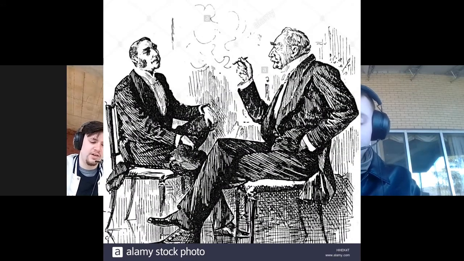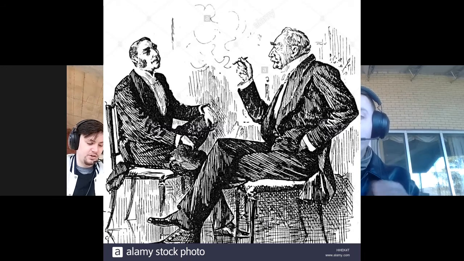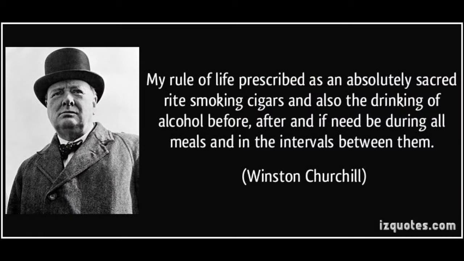I don't know that it was something everybody did, but cigars were certainly very popular, especially amongst the upper class of society, which Churchill was a member of. You know what he said? He said cigars are to be smoked in between all meals and, if necessary, during meals. That's exactly what he was doing too.